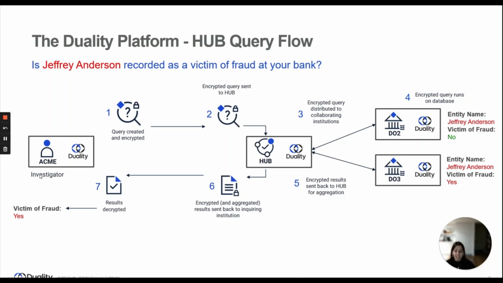With the aggregation of the results, we can now see that Jeffrey Anderson has been recorded as a victim of fraud at one or both of the financial institutions. By collaborating with the banks, we now have additional information on Jeffrey Anderson, and this helps us realize if the fraudulent alert was real or a false positive.